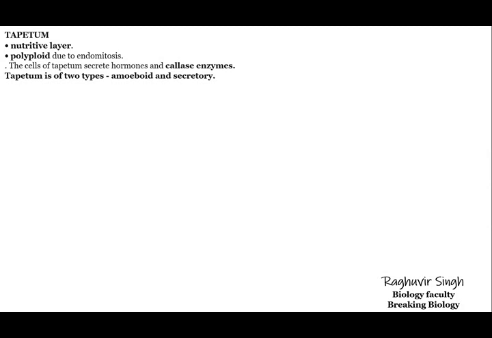It is very important. Another thing is that the cells of the tapetum secrete certain hormones, and another important thing, the Callase enzyme. Remember the term Callase enzyme. We will come to its function later. Now there are two types of tapetum: the amoeboid tapetum and the secretory tapetum. The function of the tapetum is to absorb food from the middle layer and to provide nutrition to the microspores or the pollen grains. As I already told you, it is of two types, amoeboid and secretory.